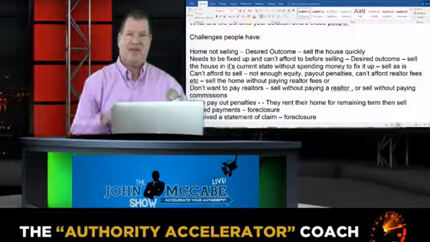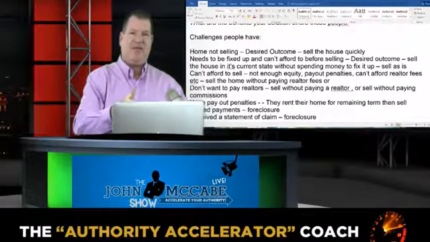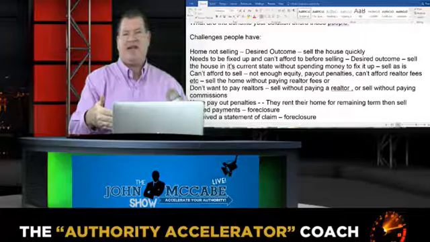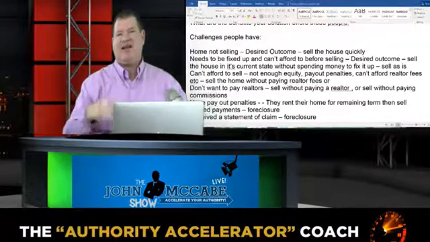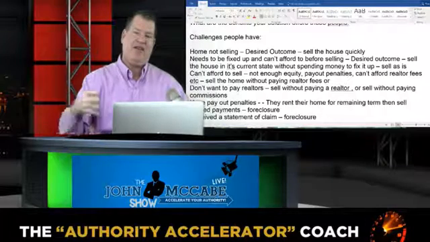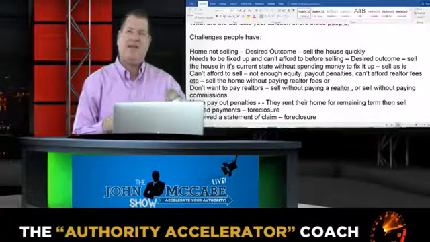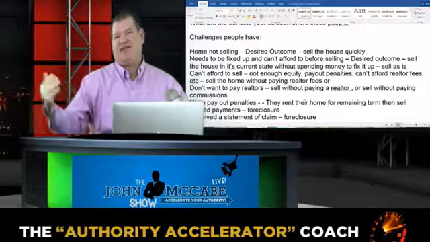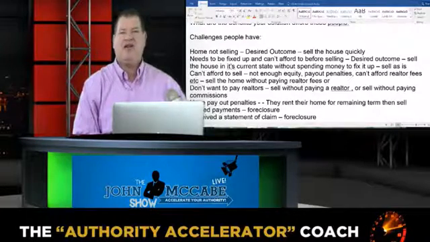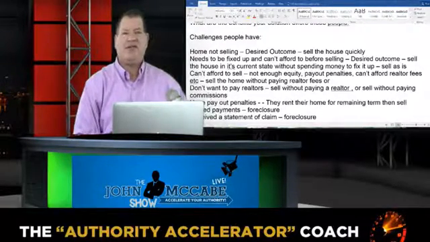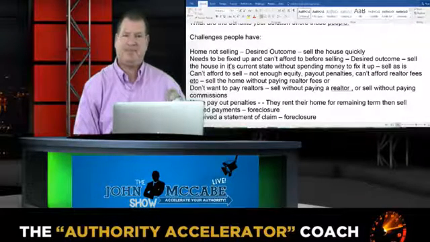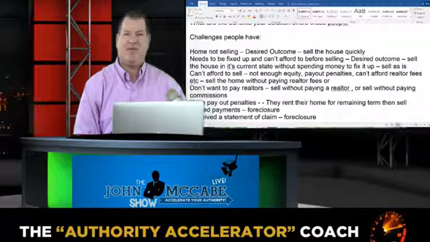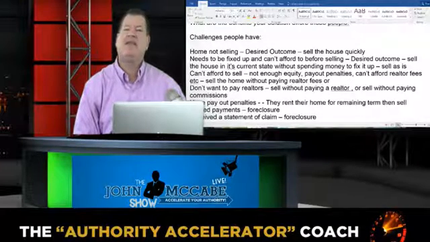Because remember, you need to understand what their challenge is, what their desired outcome is, and you need to frame your solution around the benefits. You need to frame their challenge around the benefits that they're going to receive if they put their home in your solution. So they don't want to pay realtor fees. That's their challenge. The desired outcome is they want to make more money on the sale of their home.